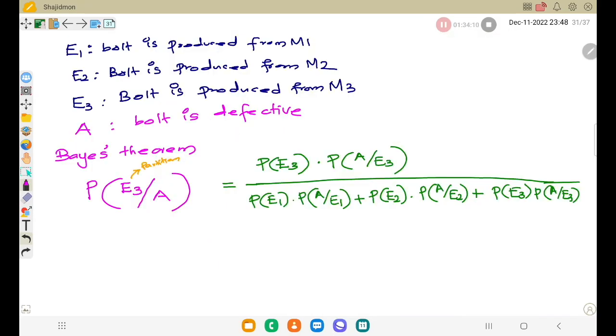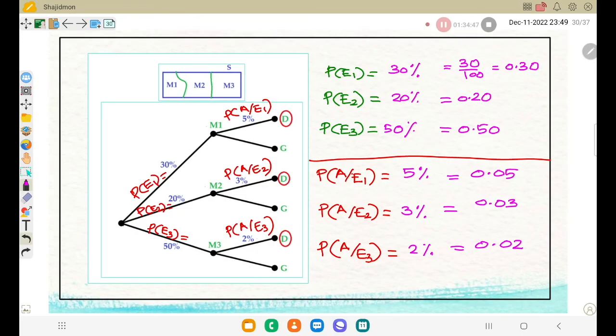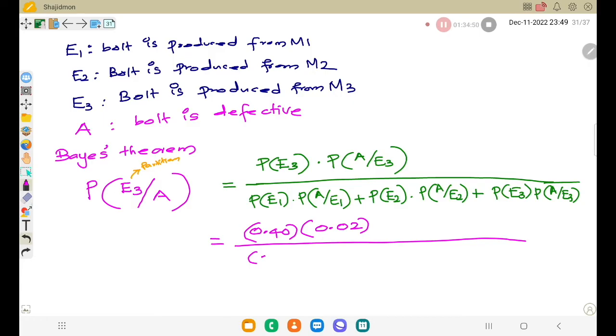Now we can apply these numbers here. You will get the answer. Probability of E3, if you apply here, you will get 0.0140 divided by, or I can apply the numbers here if you want. So probability of E3, that means 0.40, multiply A given E3 means 0.02, divide probability of E1. The number is different. Probability of E3, what is the number? 0.50, not 0.40.